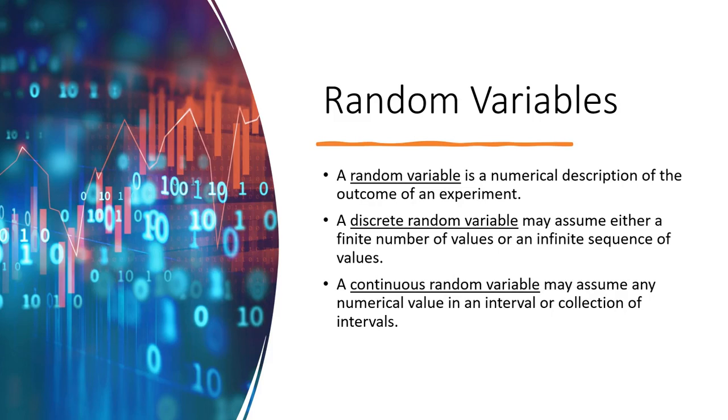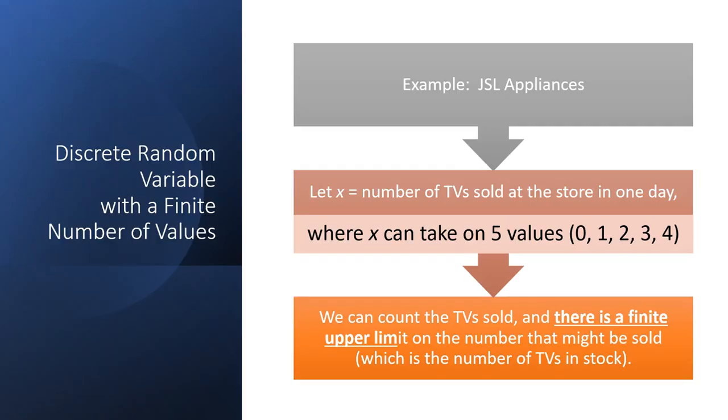Our discrete random variables can either have a finite number of values or an infinite number of values, and we'll look at some examples of that here in a little bit. A continuous random variable may assume any numerical value in an interval or collection of intervals. One thing to keep in mind is a discrete random variable can assume a fractional or decimal value, but the values must be separated by having a distance between each value.